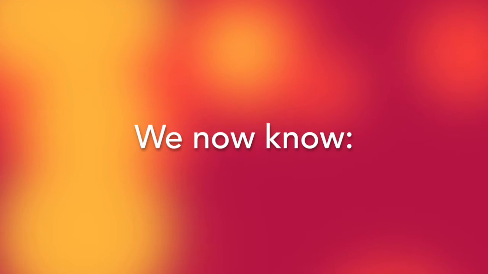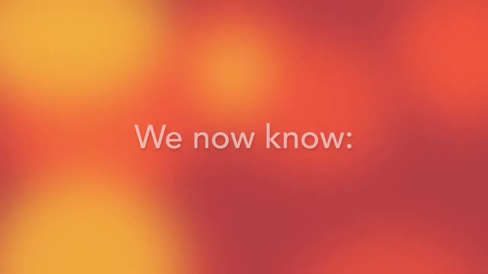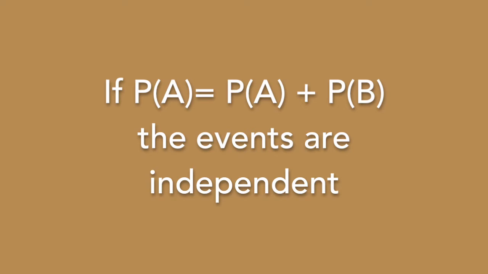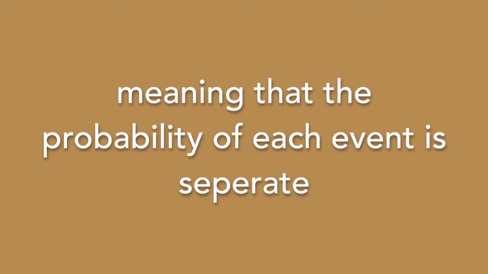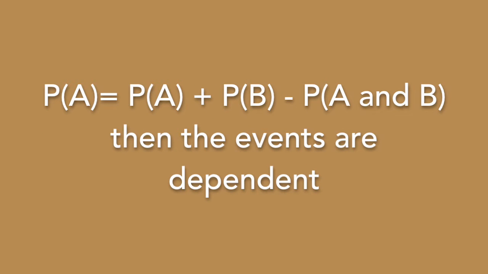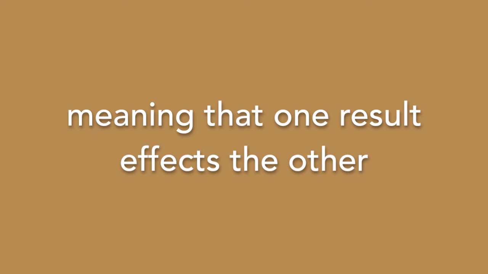So, based on what we know now, we can assume that if P of A or B equals P of A plus P of B, the events are independent. This means that the probability of each event is completely separate and that P of A does not depend on P of B. On the other hand, if the events are not mutually exclusive, then P of A or B equals P of A plus P of B minus P of A and B, and then the events are dependent. This means that one result affects the other, and one result is dependent on the other.